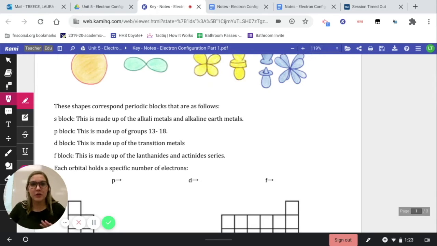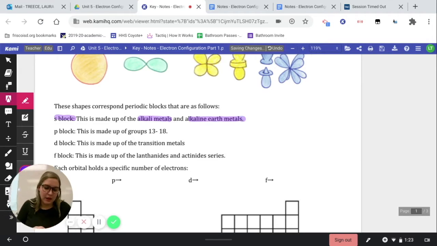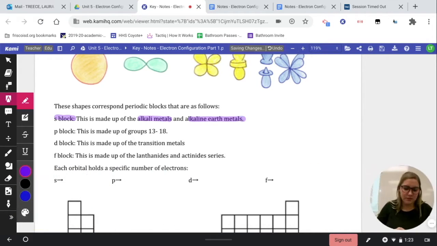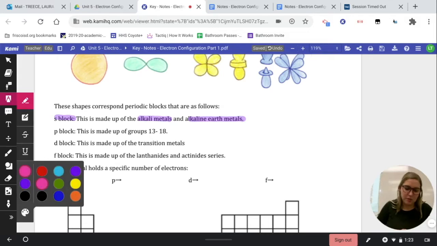Different orbitals actually correspond to areas on our periodic table. So our S block is made up of the alkali metals and alkaline earth metals. All right. Then I'm going to move my little picture. Then we have our P block, and our P block is made up of groups 13 to 18.